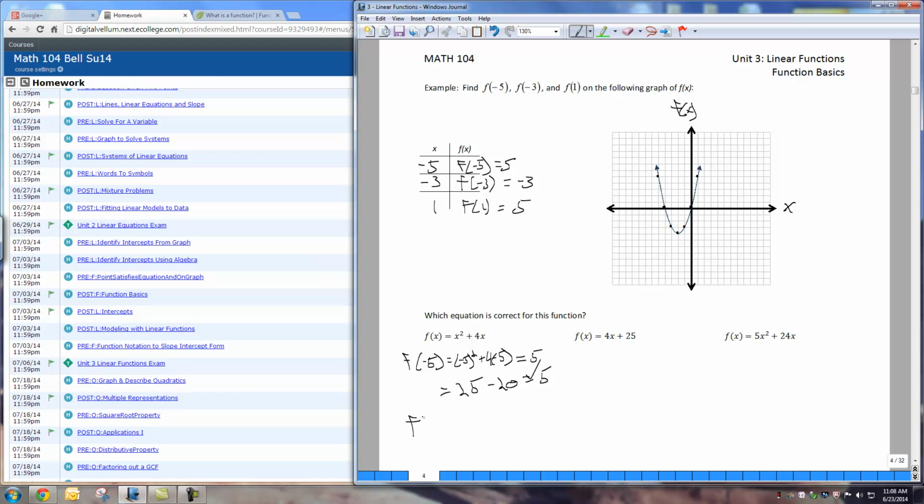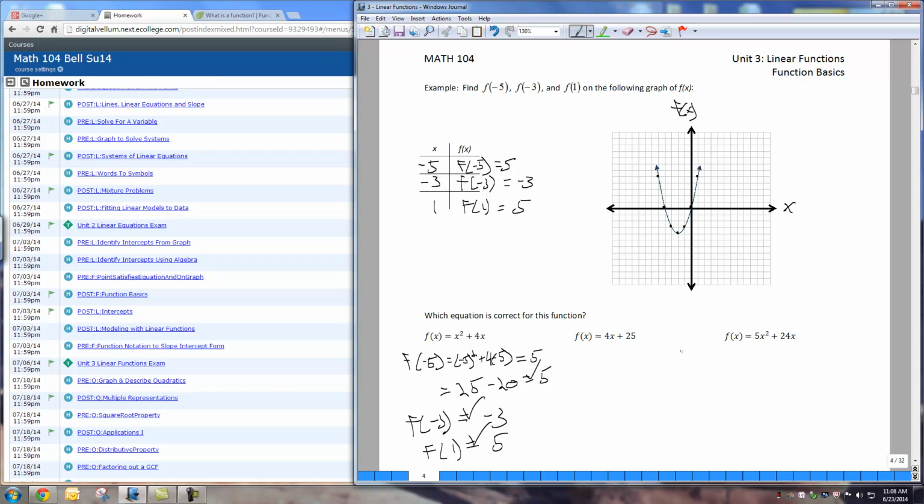Next point, f of negative 3 equals, so negative 3 squared is positive 9, minus 12 is negative 3, so it does check out. Let's try f of 1 equals: 1 squared is 1 plus 4 times 1, so 1 plus 4 indeed is 5. So it does satisfy that equation.